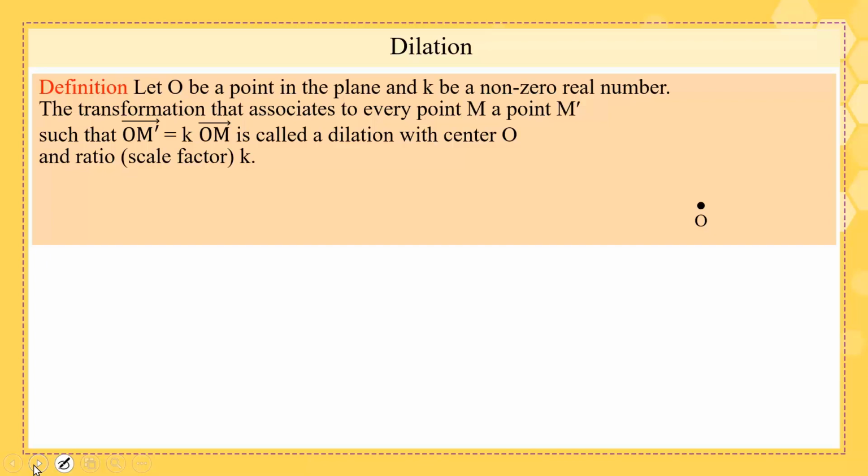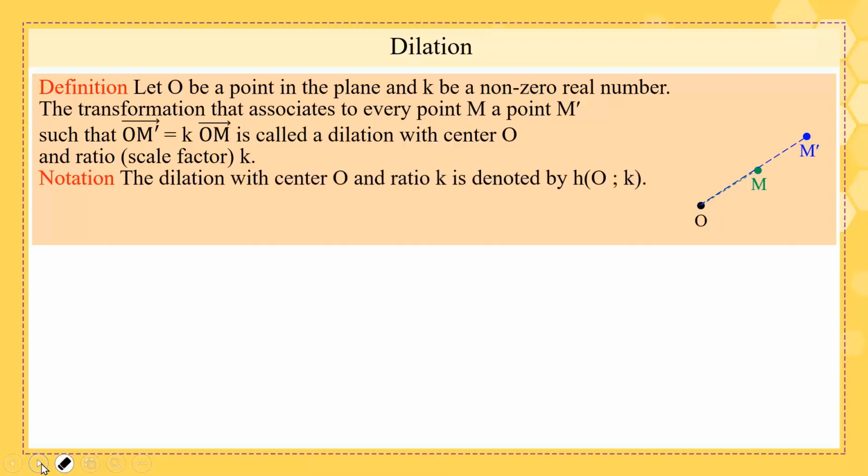So if you see this relation OM prime equals K OM, you can say that M prime is the image of M by the transformation that transforms M into M prime. This transformation has two elements, a point O, which is called the center, and the ratio K, which is a constant non-zero real number. This number may be negative or positive. As you see here in the example, vector OM and vector OM prime. So M prime is the image of M by the dilation of center O and ratio K.